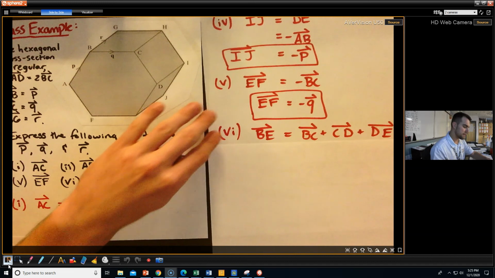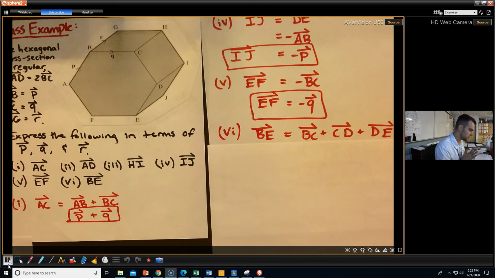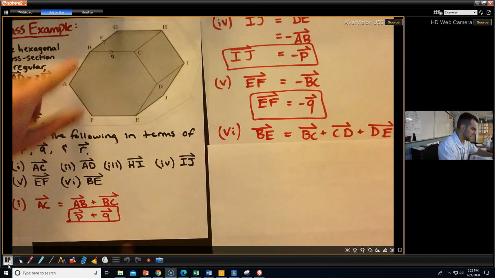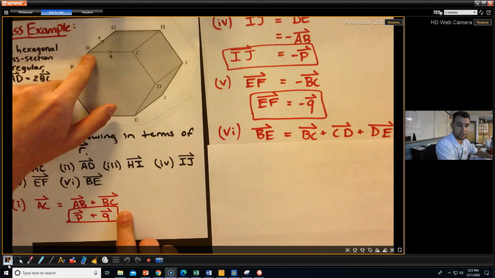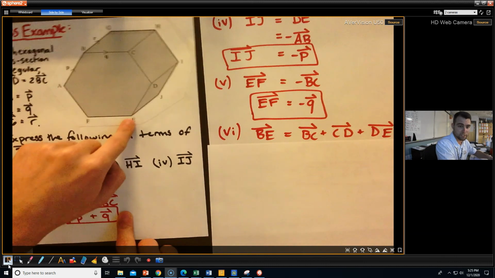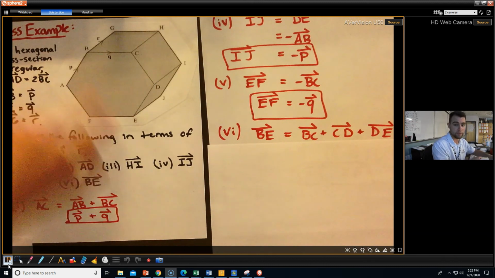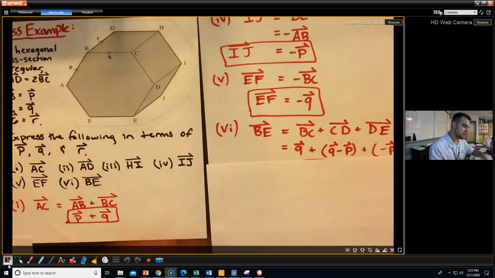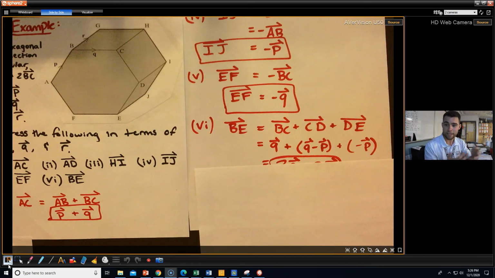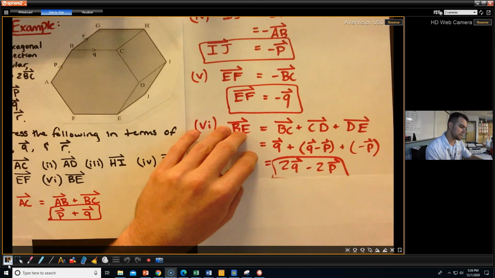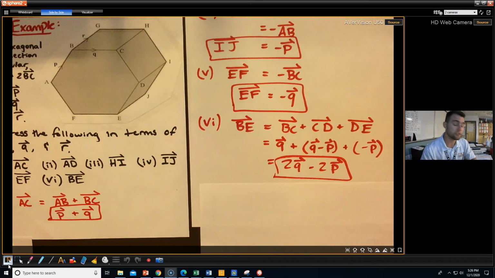All right. And then finally, part 6 for BE. Again, I want this resultant vector. So what I have to do is go BC plus CD plus DE, and that'll get me to BE. And again, I know what all of those things are from previous problems. So I plug in these vectors that are alike, and I end up getting 2Q minus 2P. All right, and that is our lesson.